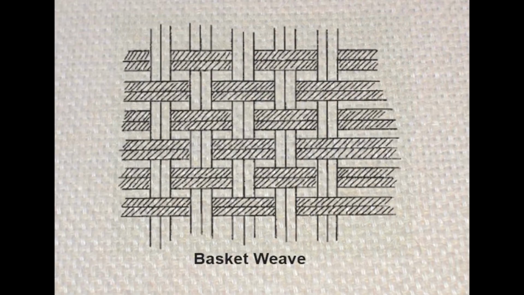Then coming to the basket weave. Basket weave is a second variation of the plain weave, in which, instead of using a single yarn as in plain weave, more than one yarn is used, so two or more yarns will go over and under two or more warp yarns, and thus it becomes something like a basket weave.